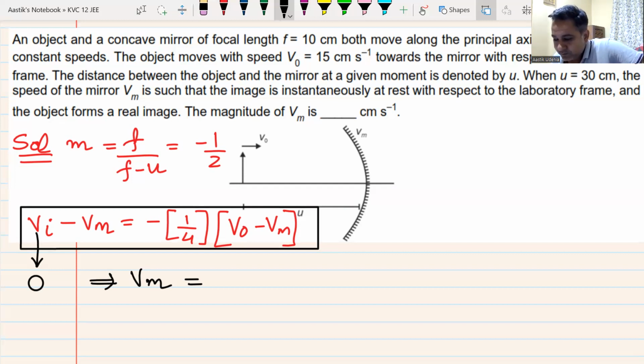15/2, sir. That is not correct. Okay, let us solve it. 1/4. See, carefully.